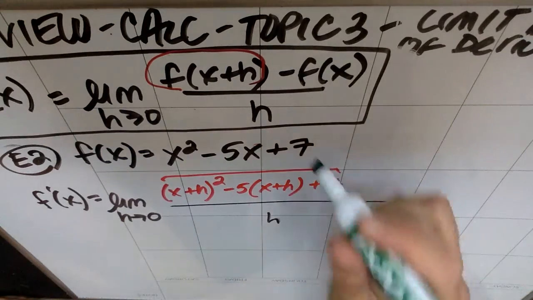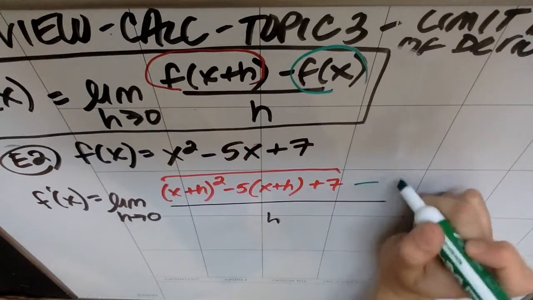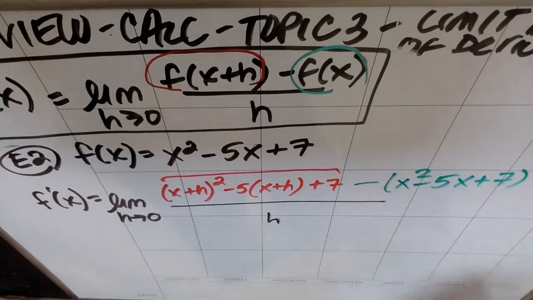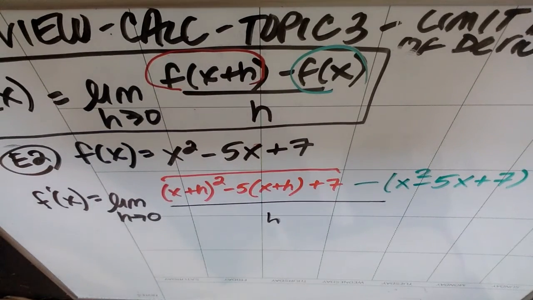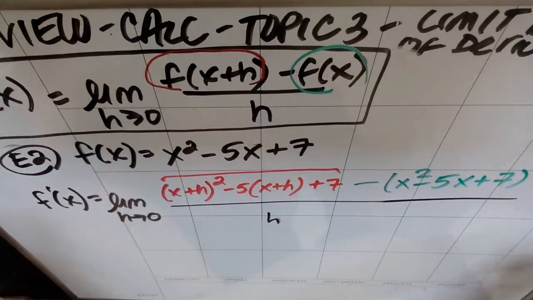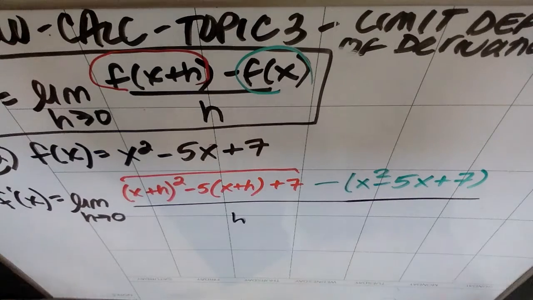And then in green, I'll do my minus f of x, so minus, in parentheses, x squared minus 5x plus 7, right? And all of that is over this h, right? So, same game. I could technically plug in my values now, but I know that I'm going to have a 0 on the bottom, and that I'm going to have to simplify this, so let's just go for it.